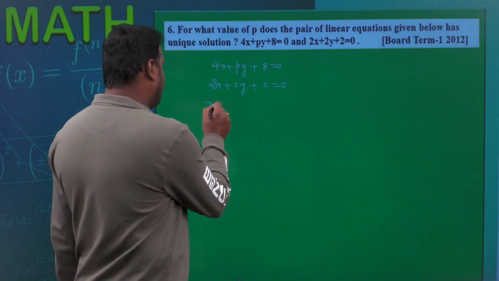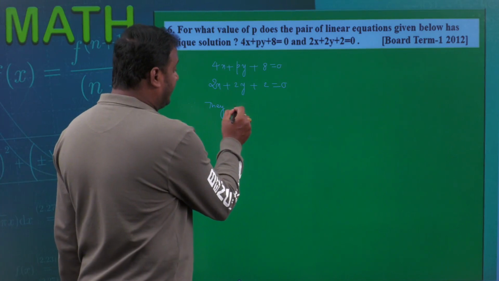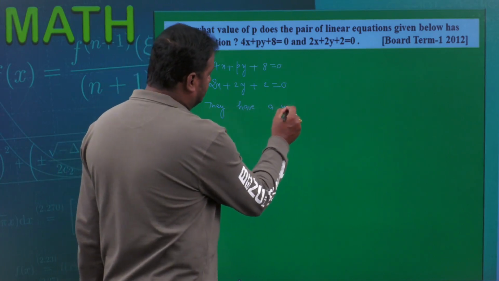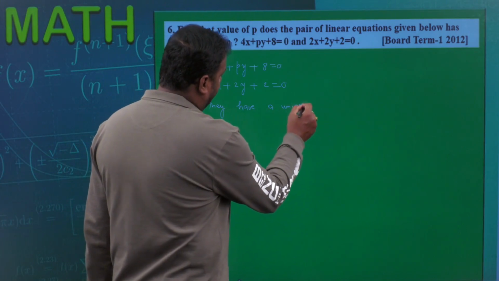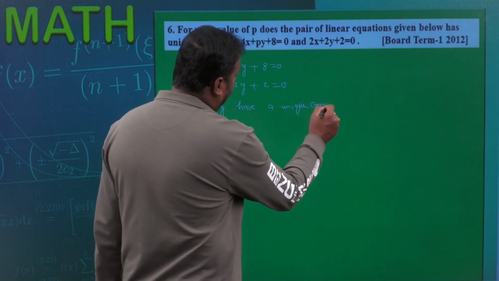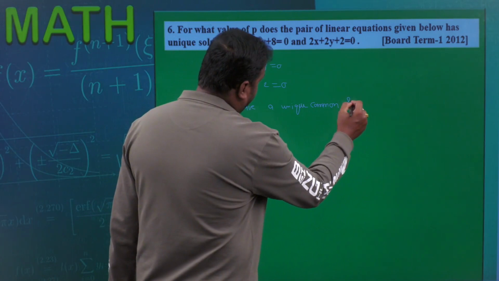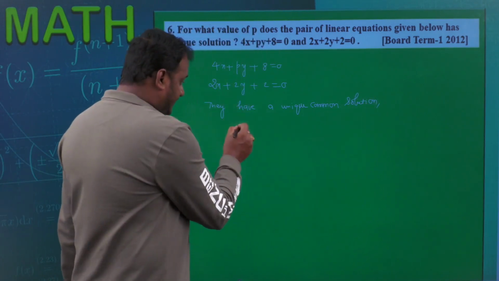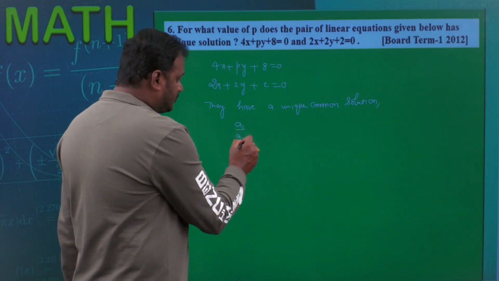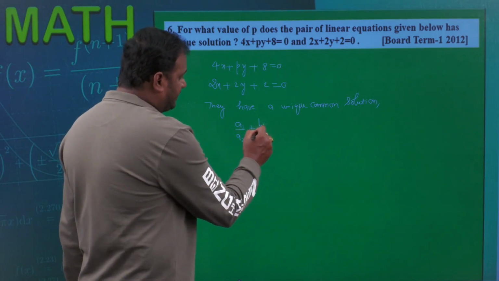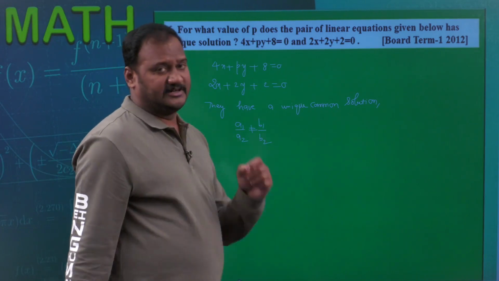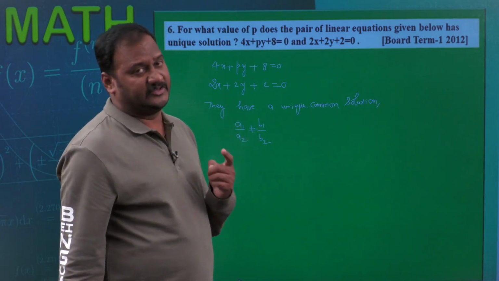Since they have a unique common solution, A1 by A2 should be not equal to B1 by B2. Right? This is the condition for the equations to have a unique common solution.